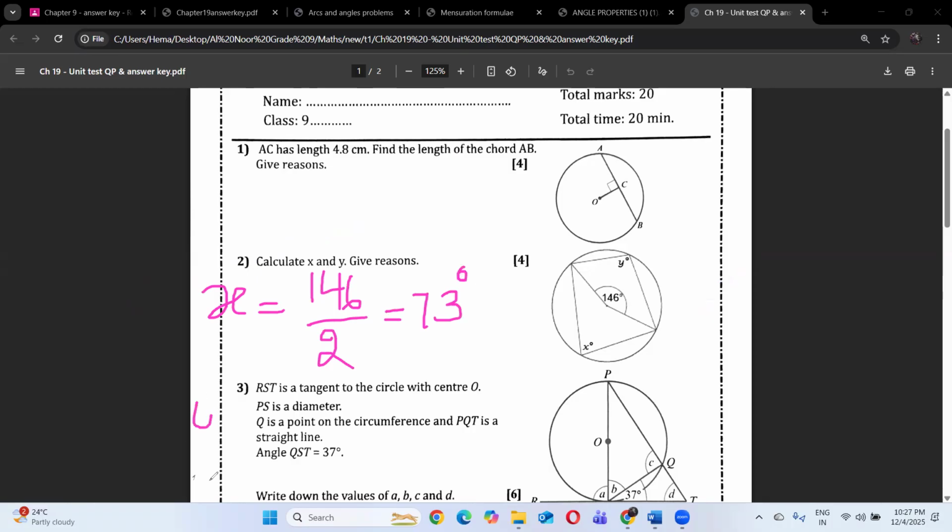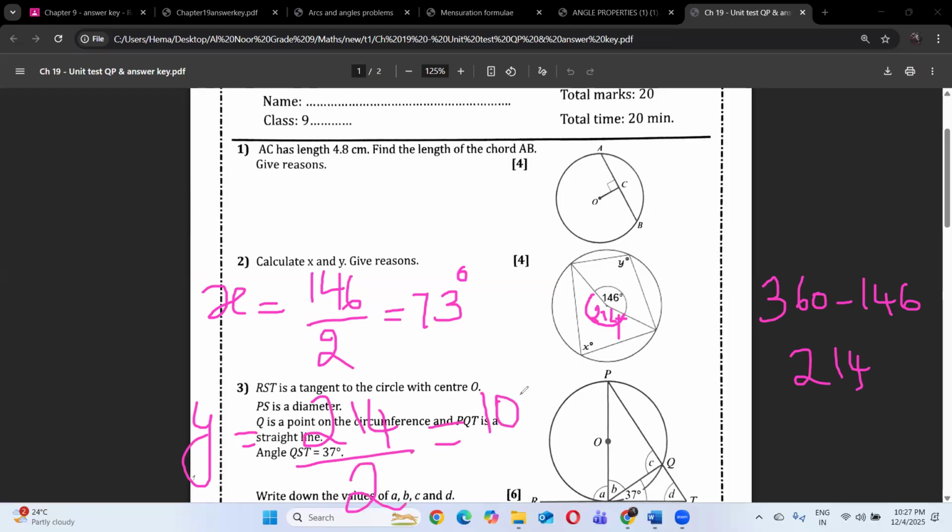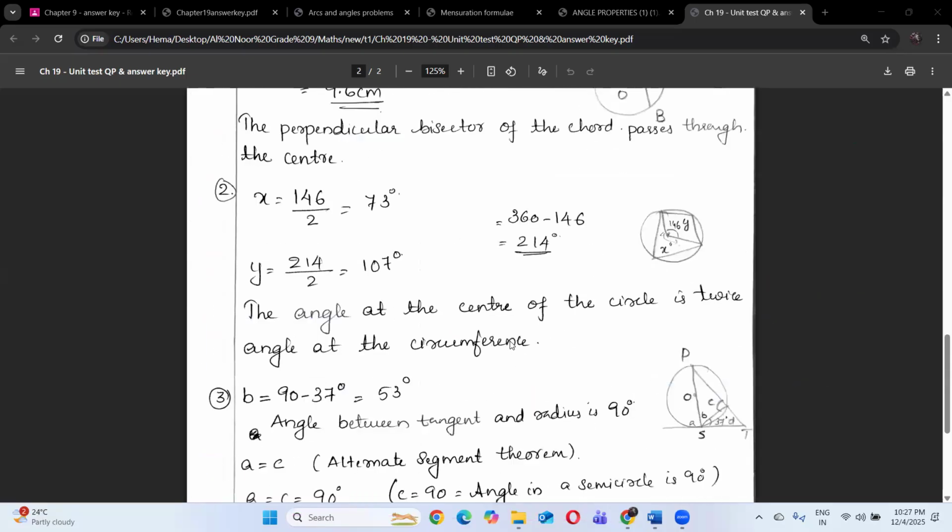Now you will be finding the Y angle. What is the center angle for Y? This is the center angle, but we don't have it. All around the center, the complete circle is 360. So 360 minus 146 will be 214. So the center angle for Y is 214. Now Y is the circumference angle, so you have to divide by 2. Then it will be 107 degrees. What is the rule that you write? Angle at the center of a circle is twice the angle at the circumference. The most common rule.